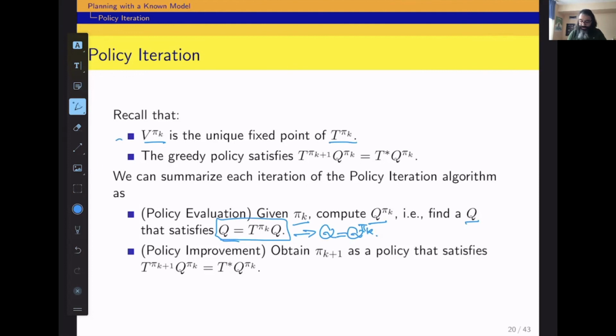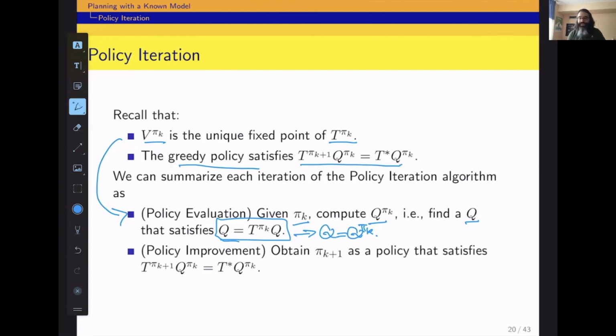So this is from the first step. Here, I guess the difference is that I'm using q here and v up there, but that doesn't matter. Both of them are true. So, okay, the other step is: what is the greedy policy? Recall that the greedy policy is the policy that satisfies this equation.